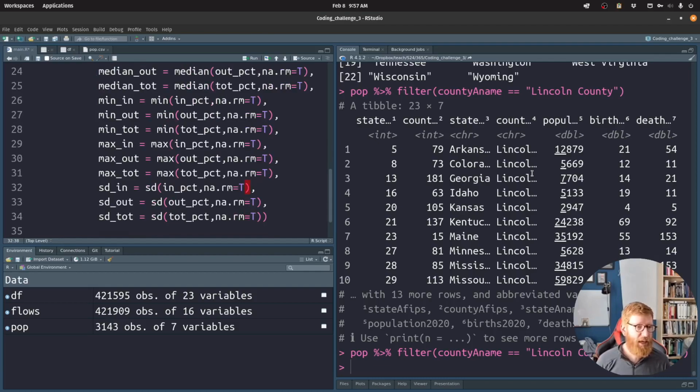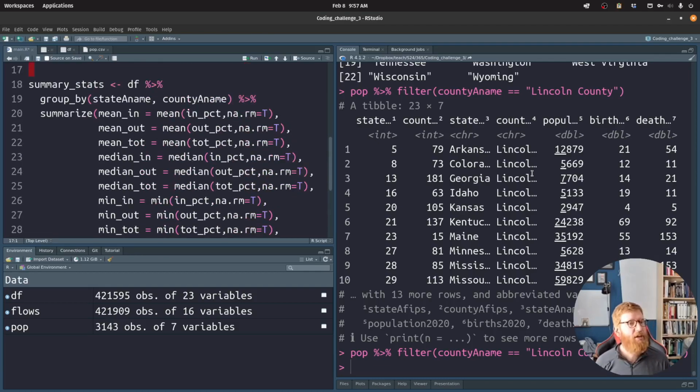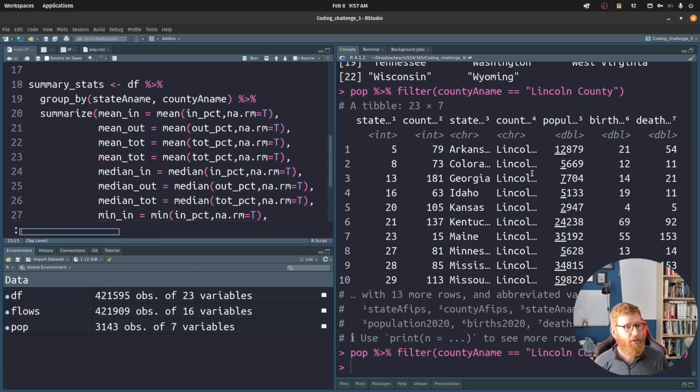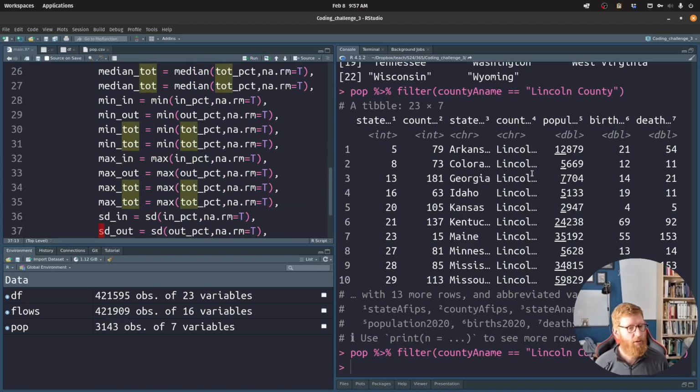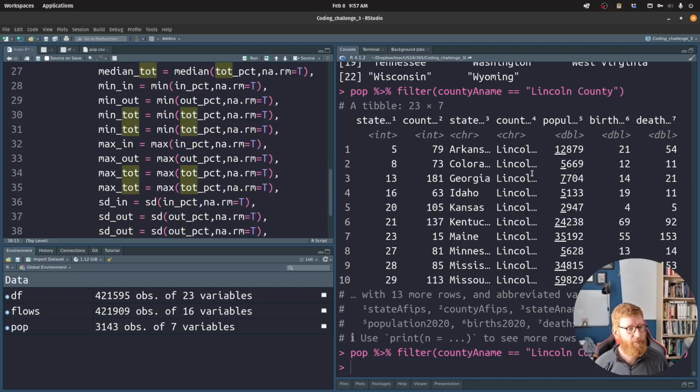So I get the mean in, out, total, median in, out, total, min in, out, total, max, and standard deviation. And I could also do net. Let's go ahead and do that. So change mean, let's change total to net. SD to, out to net.